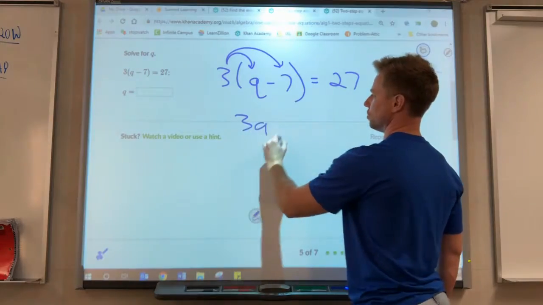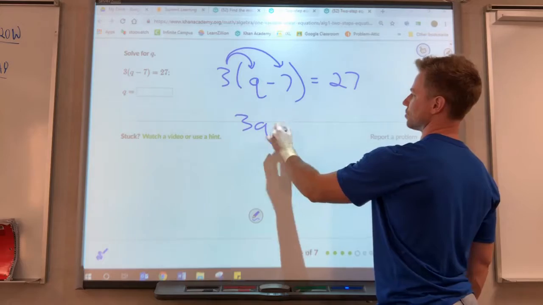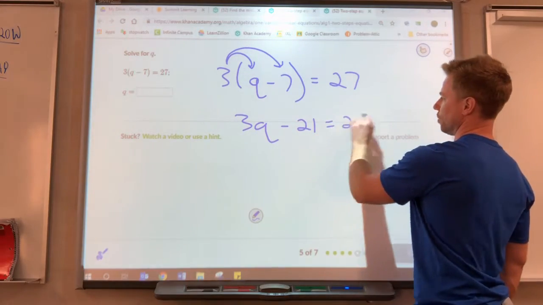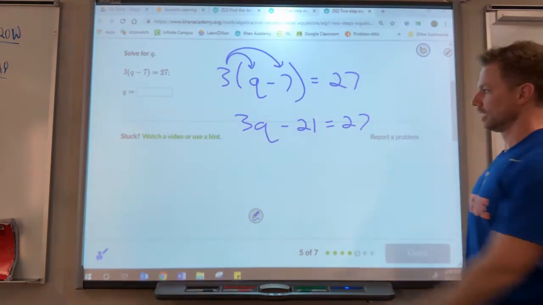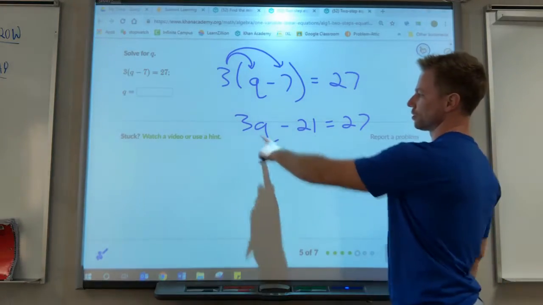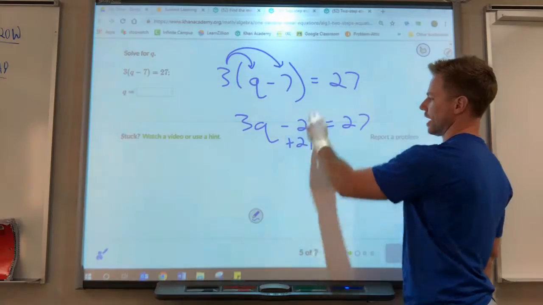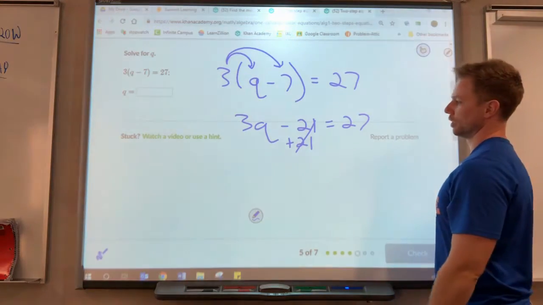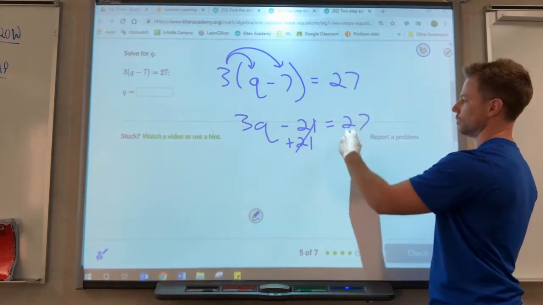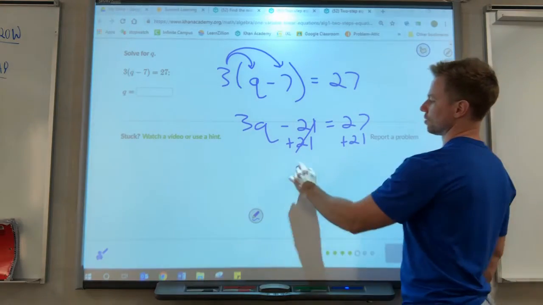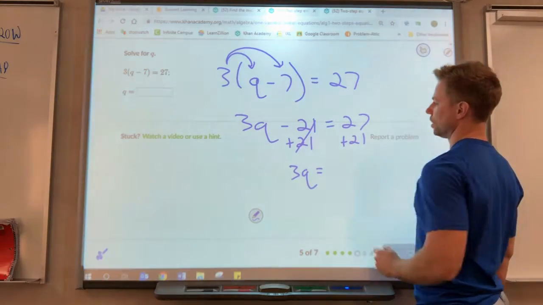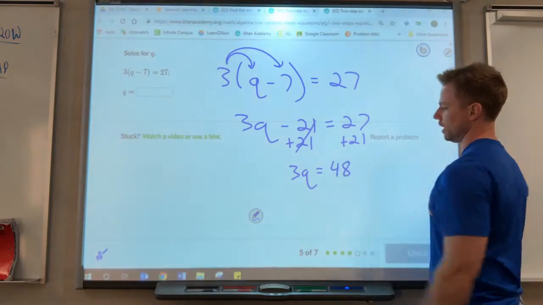So 3 times q is 3q. 3 times -7 is -21. That equals 27. We have to get rid of this 21 first because it does not have a q. The opposite of subtracting 21 is adding it. That equals 0. It goes away. What we do to one side, we do to the other side. So we add 21. 3q now equals 48.